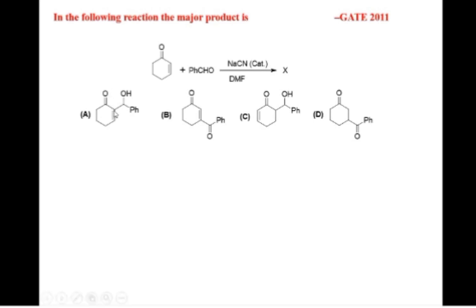See over here, at the alpha position substitution takes place by means of this benzaldehyde, which is not our answer. See here also, at the alpha position with respect to carbonyl, this is also not the correct answer, because this answer may be possible if you treat this substrate with a base, formation of carbanion, and then attack on benzaldehyde, then only this product is possible.